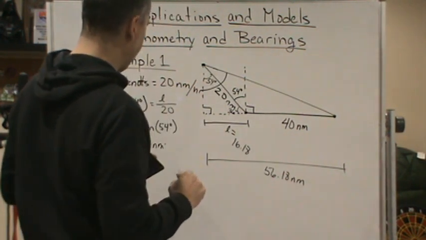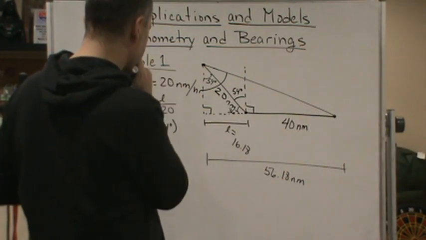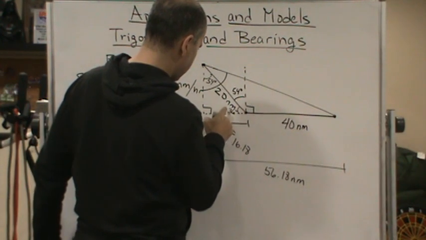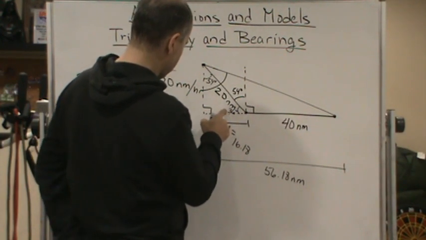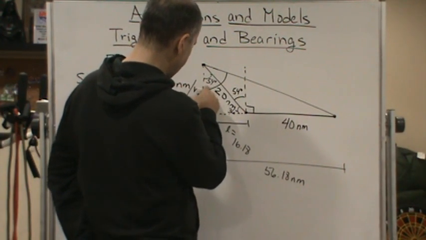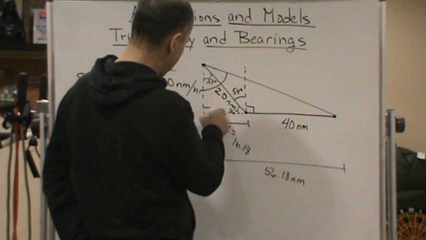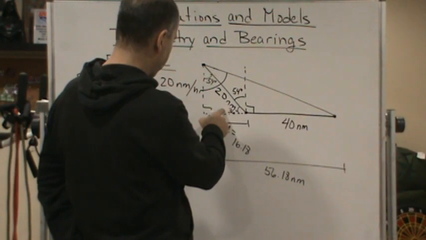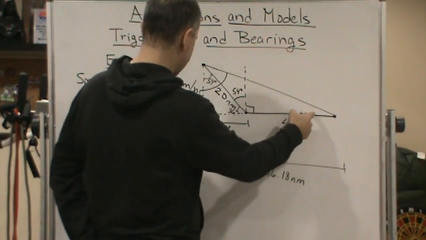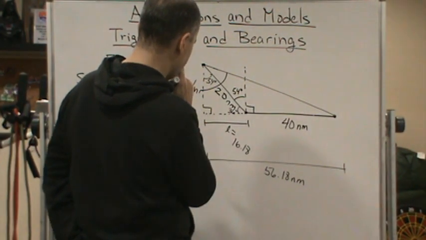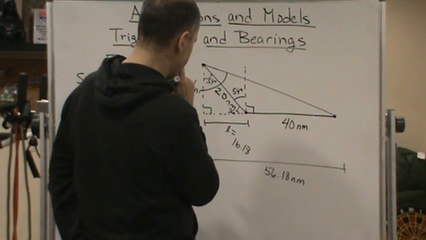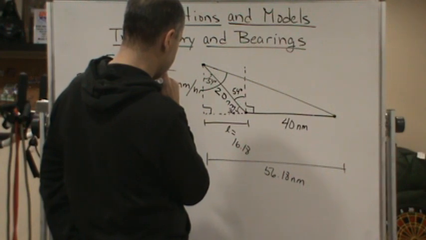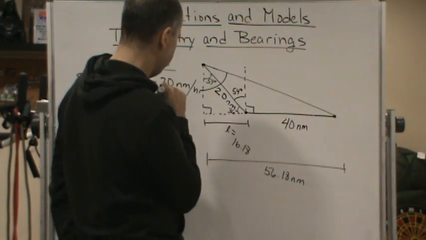Okay, let's double back here. Oh, let me see, let me think. So this has to be 36 degrees, which means that, yeah, that's right. So this is 54. We need either this angle. Let's see what we get. What do we got here? 54.